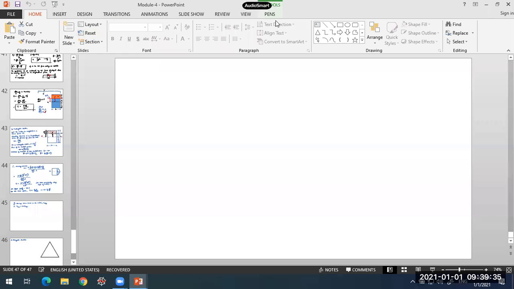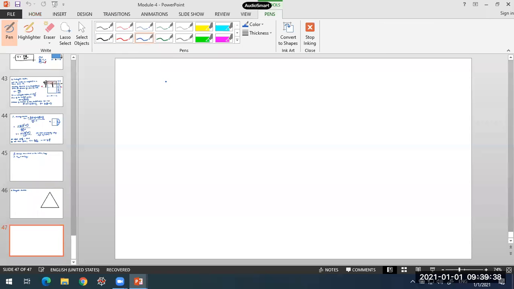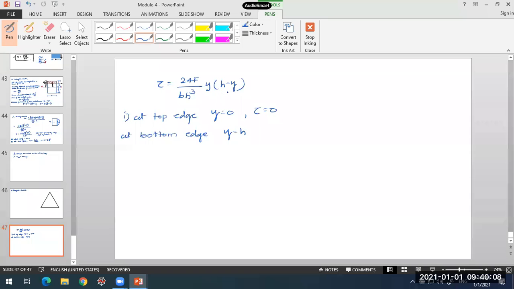So what I have is, let me take that expression we came across. Tau is equal to 24 F upon BH cube into Y into H minus Y. One is at the top edge, Y is equal to 0, and that gives us tau is equal to 0. At the bottom edge, Y is equal to H, so this term will be 0, therefore tau is equal to 0.